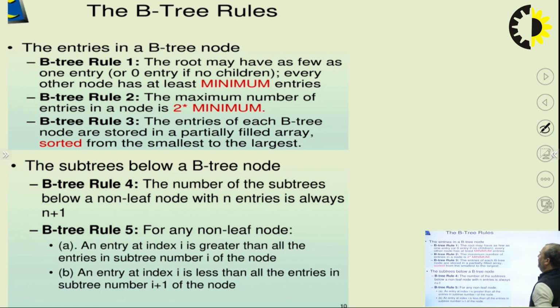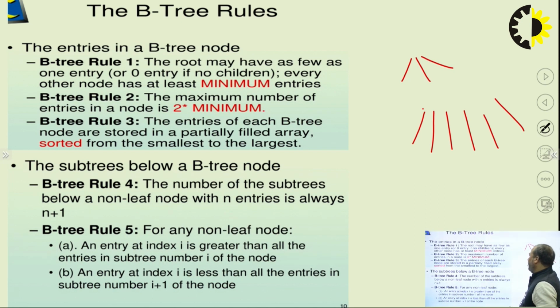You can also take this point by these rules, B tree rule 1 up to 6. B tree rule 1: the root may have as few as one entry. Every other node has at least the minimum entries. What is minimum? We can say it as a degree. B tree rule 2: the maximum number of entries in a node is twice the minimum. Like if we say B tree of degree 3, then it will have 3 minimum children and 6 maximum children. Okay. 1, 2, 3, 4, 5 and 6.